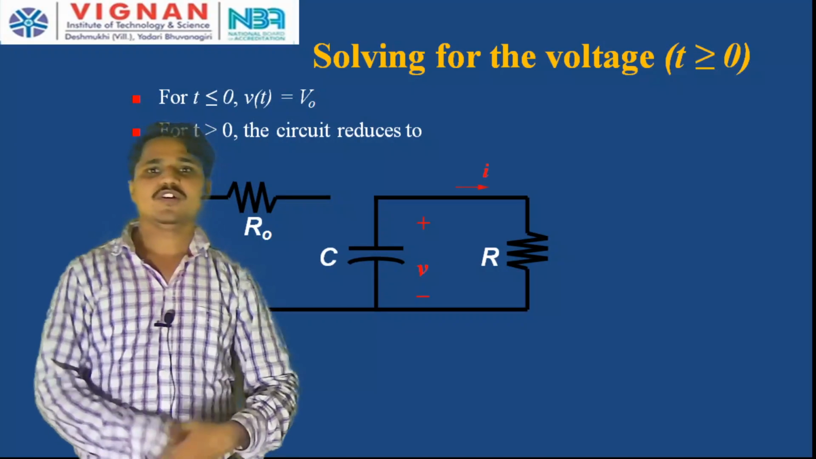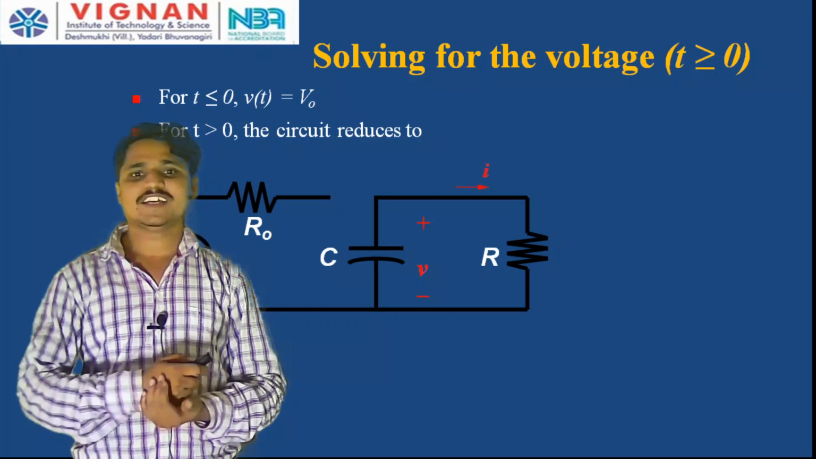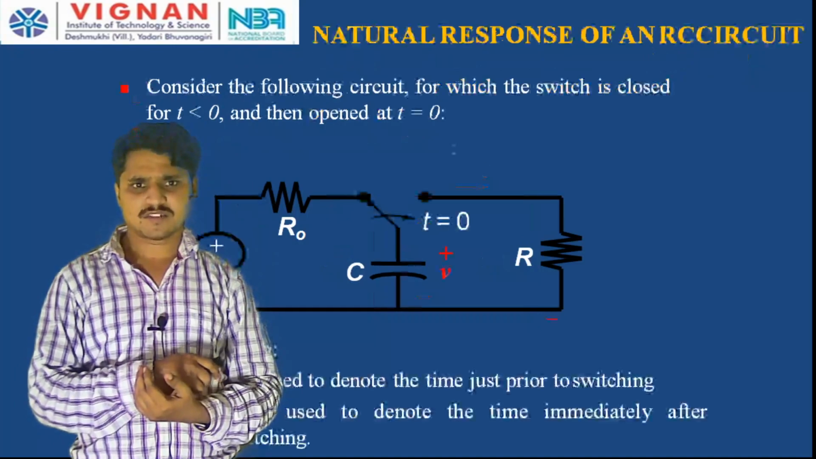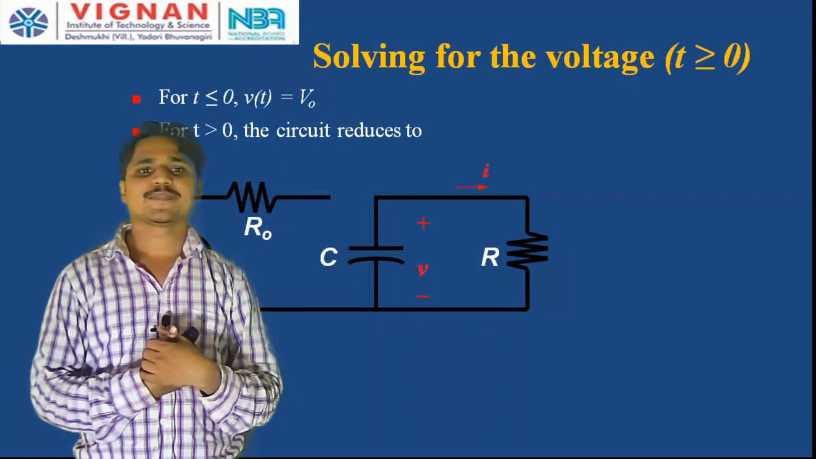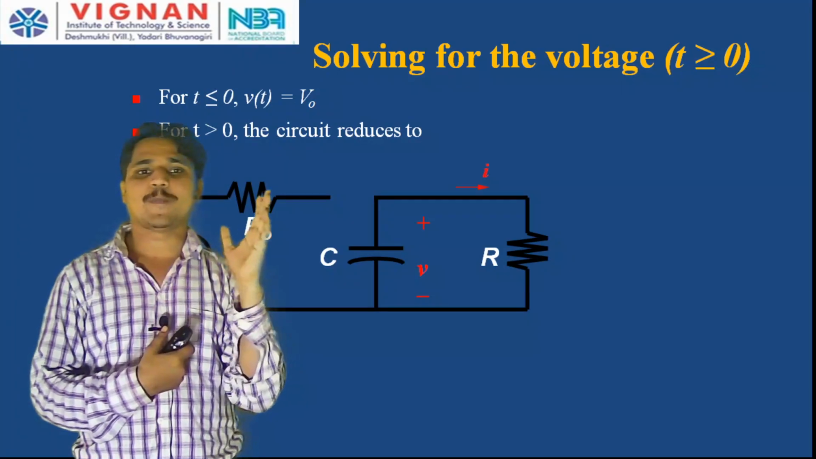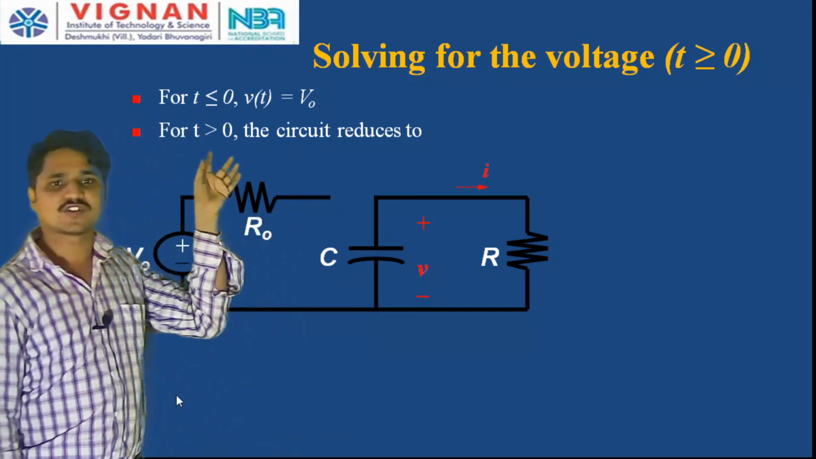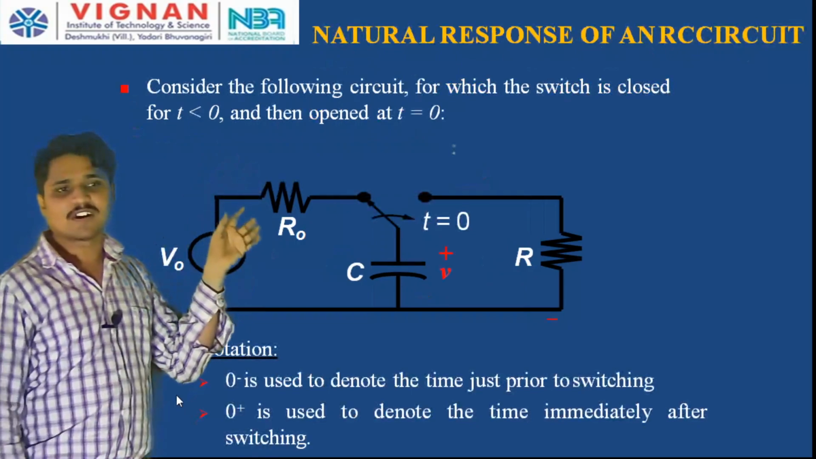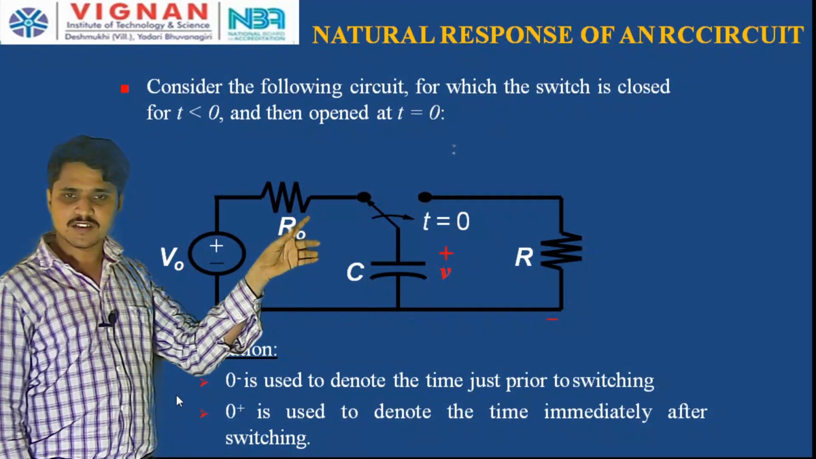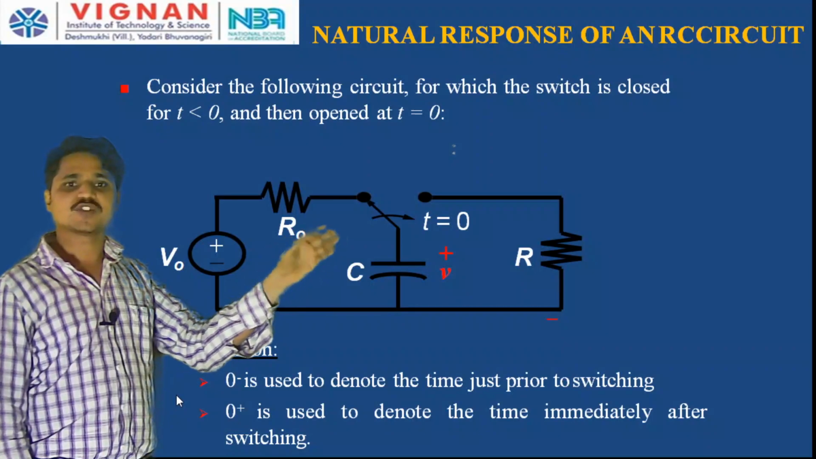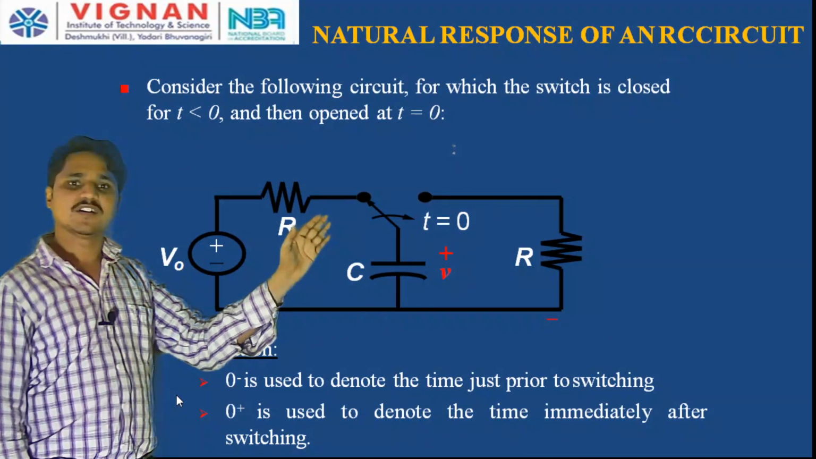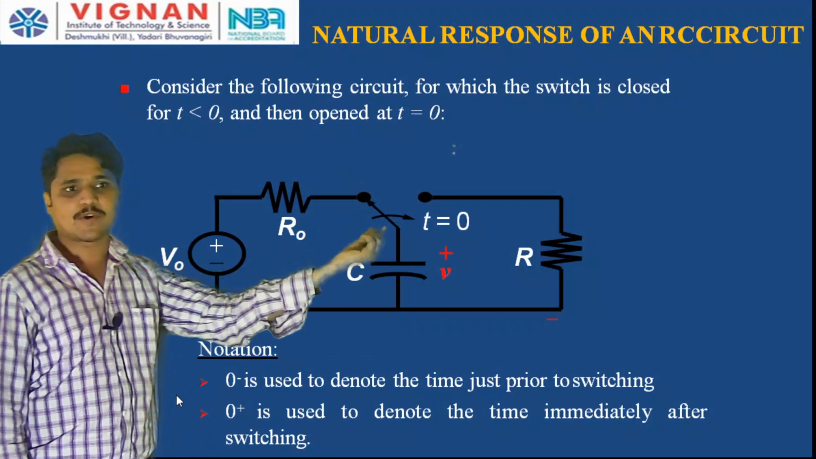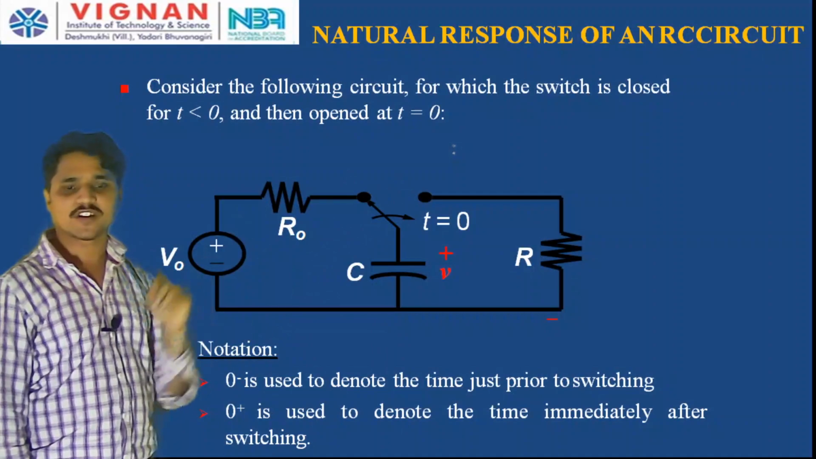Now, we have to solve for the response. At t equal to 0 the switch is open. For t less than 0, the switch is in the closed condition only. Let us say this is point A and point B. So, the switch is at the A position.